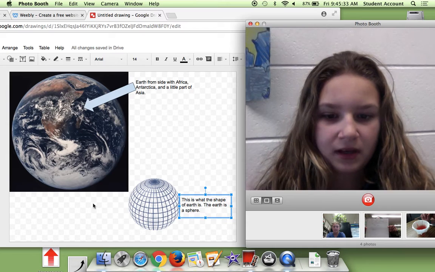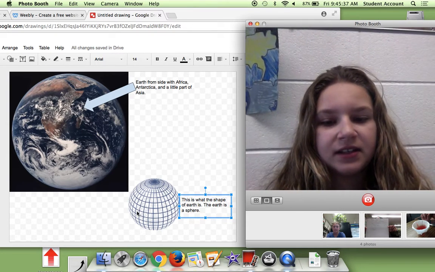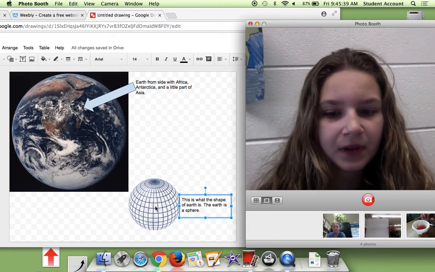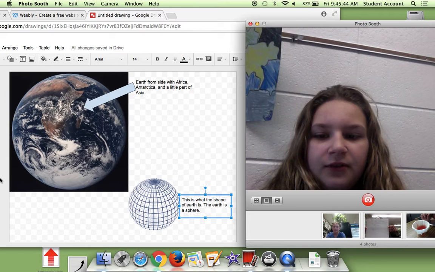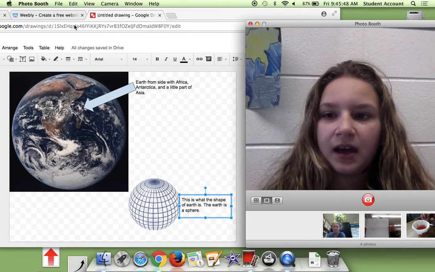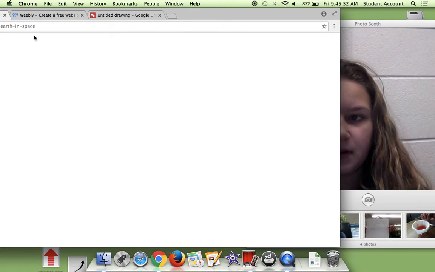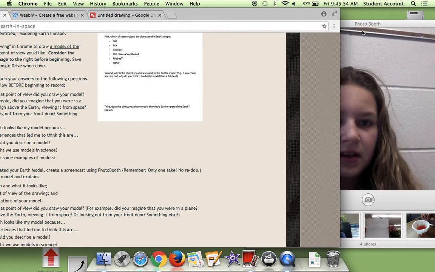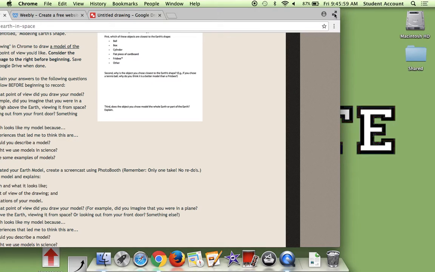And this is the shape of an Earth. The Earth is the shape of a sphere, and it is 3D, as you can see. You can't see really well from this image, but you can see it here very well. And I am going to see my questions that we have to do. One second. So, I'm going to X this out.